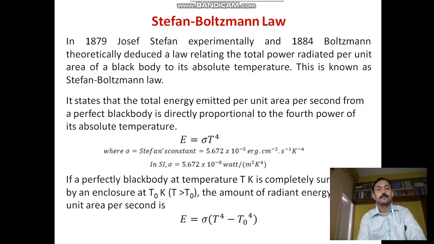Stefan-Boltzmann law. In 1879, Joseph Stefan and in 1884, Boltzmann theoretically deduced a law relating the total power radiated per unit area of a black body to its absolute temperature. The law that they have given is known as Stefan-Boltzmann law.